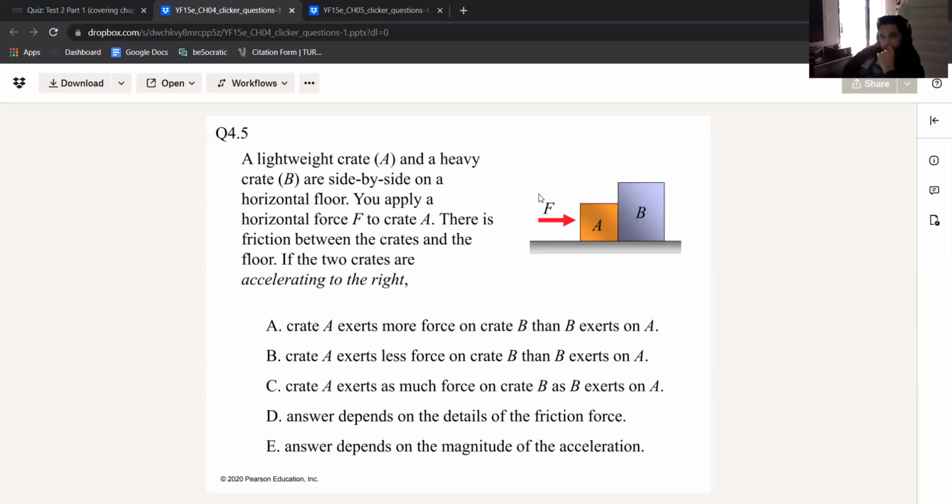I agree. I agree with C. The reason why is because of the two objects in contact, A and B. Sorry guys, I had to put a timer for 10 minutes just so we more or less knew where we were at.